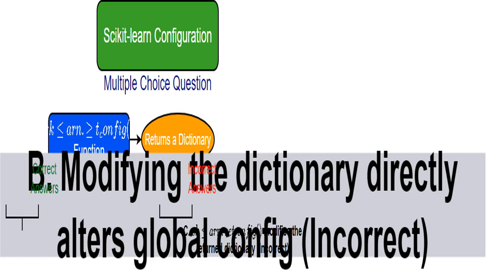This is incorrect. Although you get a dictionary back, it's a copy, not a direct reference to the global scikit-learn configuration. Therefore, changes you make to that dictionary won't affect the global settings. It's like having a photograph of the settings. You can modify the photograph, but the original remains unchanged. It's crucial to understand this distinction.